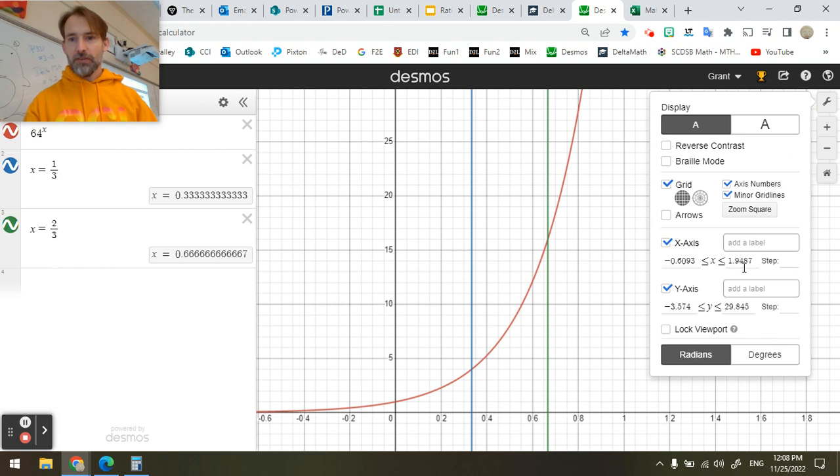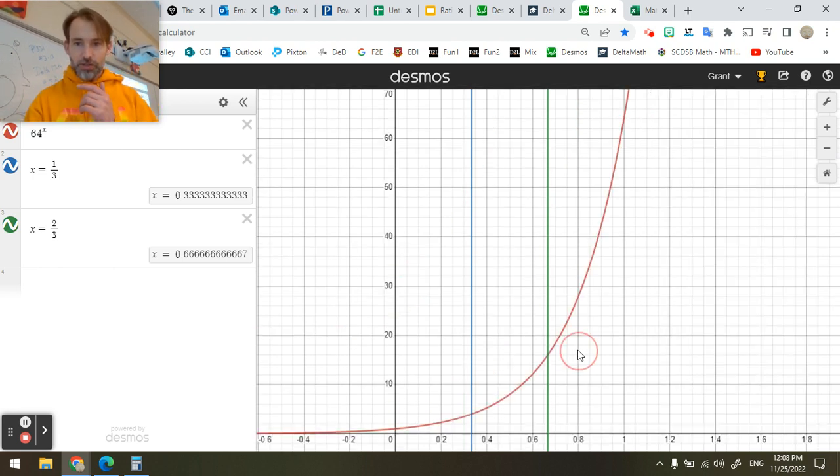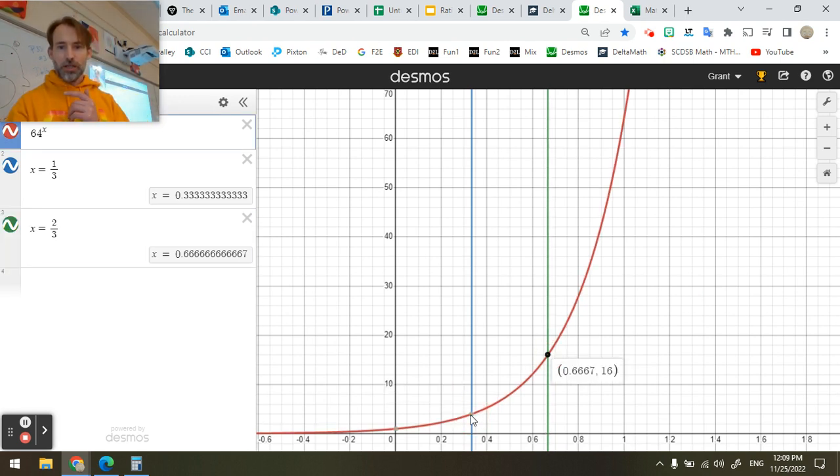And we're going to now look at values of y up until about 70. Here at 64 to the x, does it give us clean things at the 2/3 and at the 1/3? Yes, it does. 64 to the 1/3 is giving us 4, and 64 to the 2/3 is giving us 16. What's 4 raised to the power 3? 64. Notice that 64 to the 1/3 is 4. 4 to the 3 is 64.